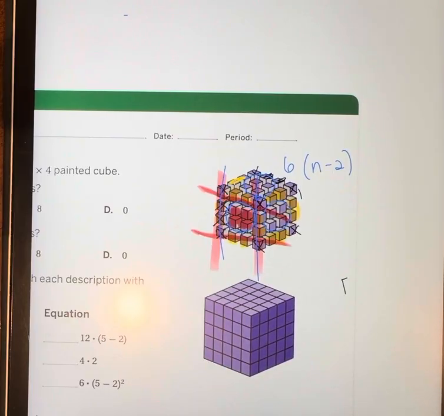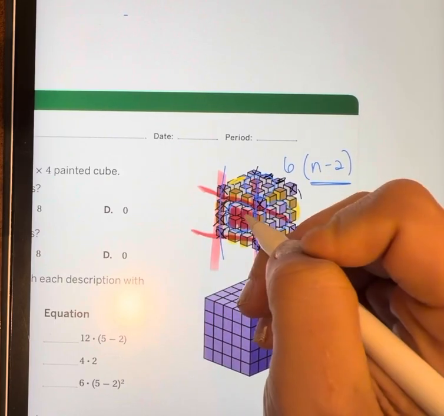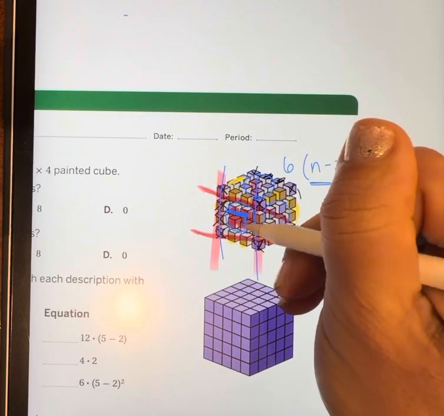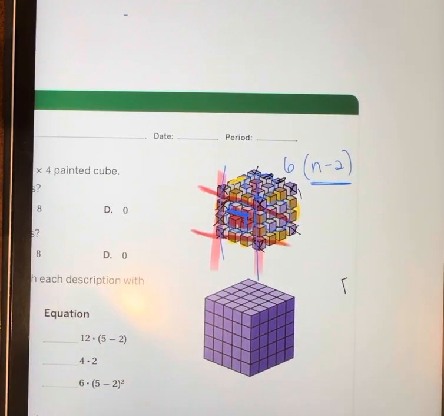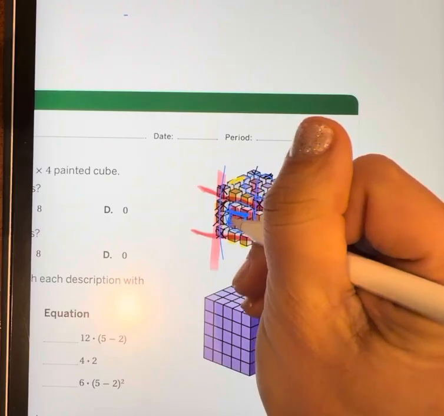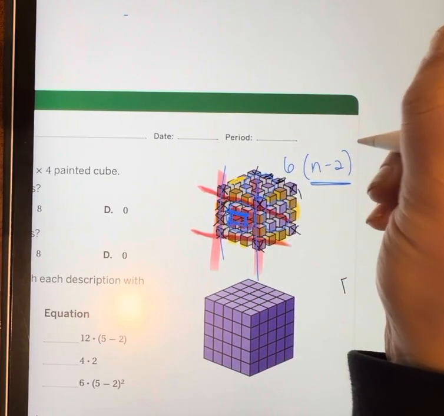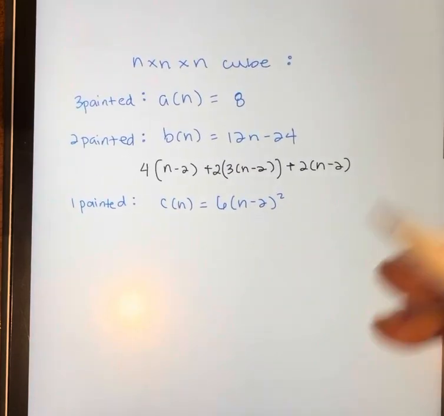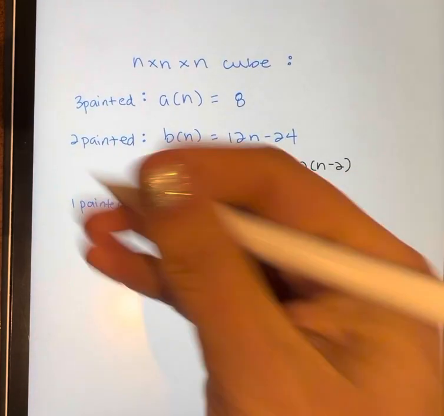So, oh yeah, wait, I'm so sorry. Let's go back. I skipped a step. N minus 2 is one dimension in one direction, but we got to multiply it by the other way, all right, to make a square. This is like a square. So it's the n minus 2 squared times 6. Oh, I already wrote that.